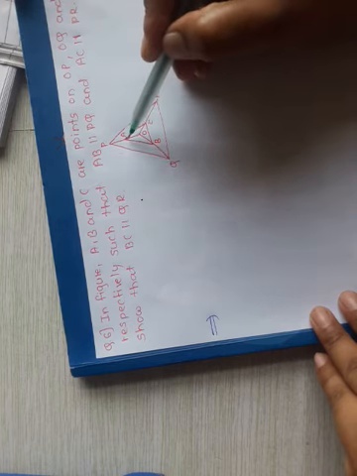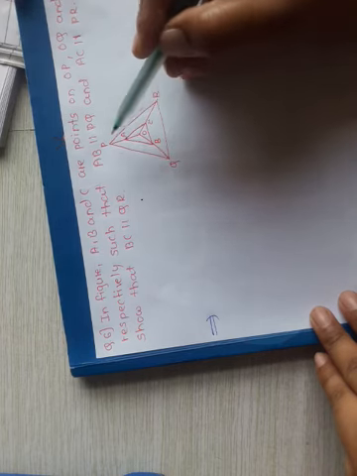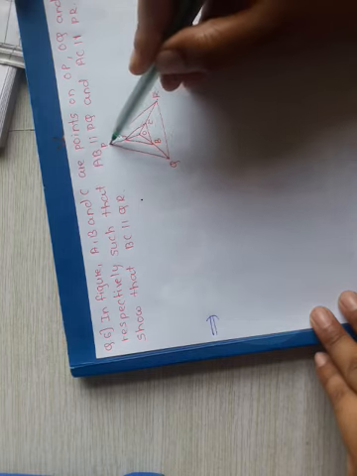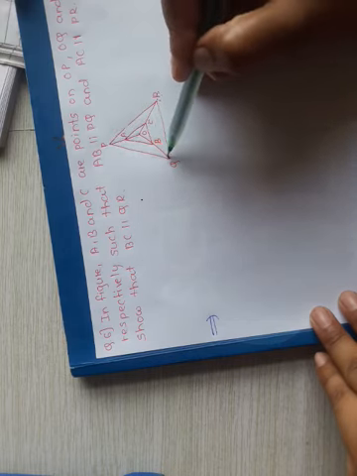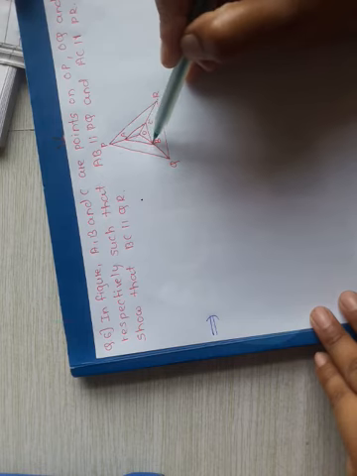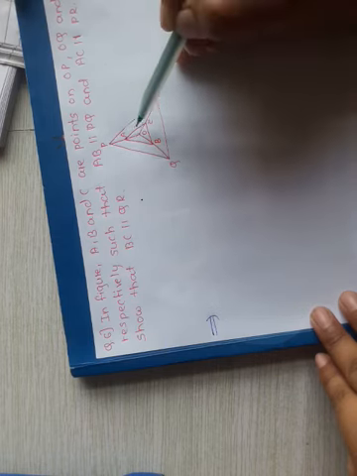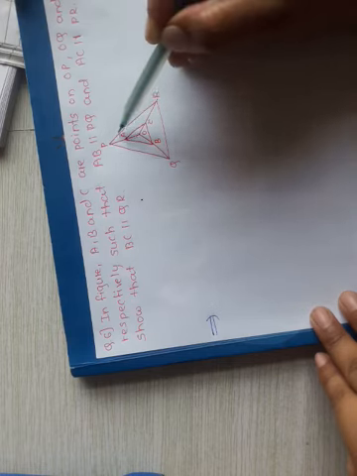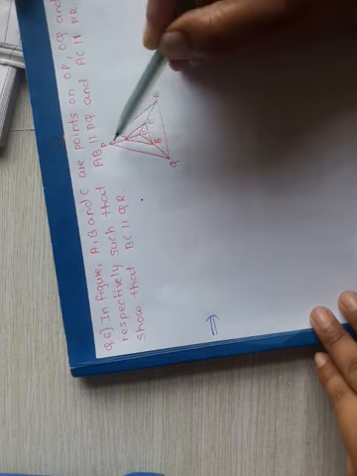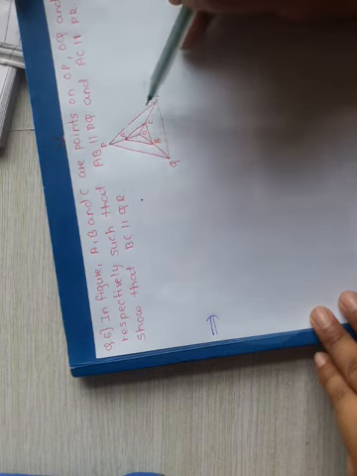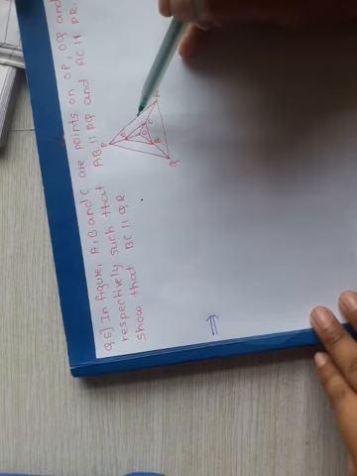Now see, if AB is parallel to PQ, then in triangle POQ we can use the basic proportionality theorem. Then AC is parallel to PR, which means in triangle ROP, AC is parallel to PR. Again we can use the basic proportionality theorem.